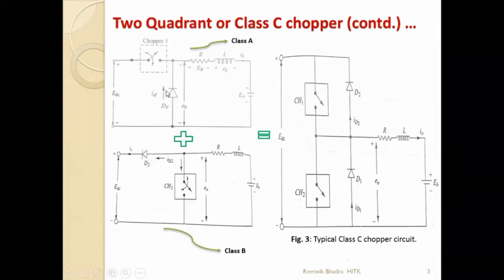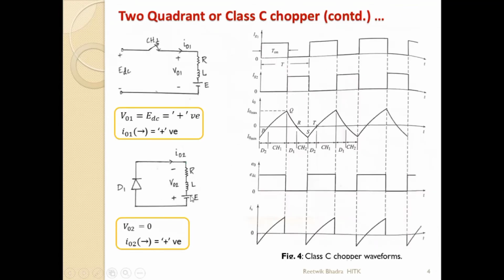Now, what happens in class A chopper when CH1 is off? This is off. This inductor discharges through this diode DF. So what remains in the circuit? RLE and this DF. If you go into this circuit, what remains in the circuit? RLE and this D1. So we have drawn this circuit over here, RLE and this D1. Current will flow in the same direction itself. So I02, if I01 is positive, I02 will also be positive. V02 will be the voltage across the diode. So if the diode is ideal, V02 will be 0 at steady state. So when D1 is on, what is happening? My inductor is discharging, but my current is positive.